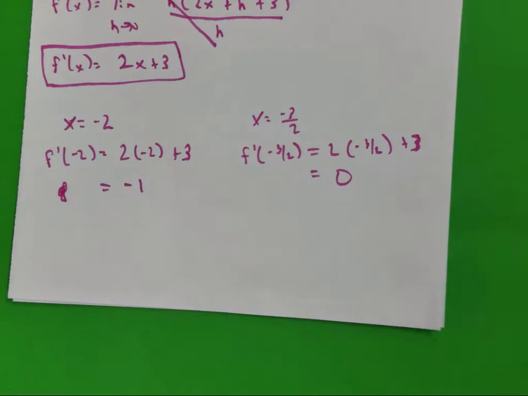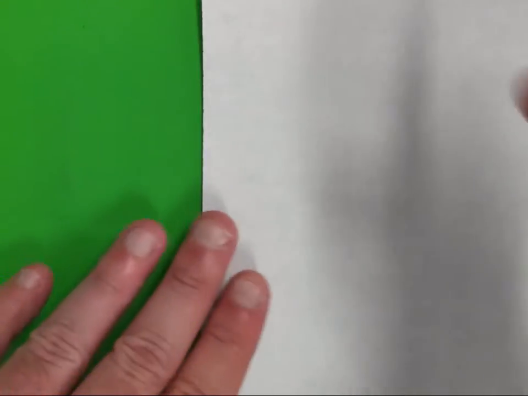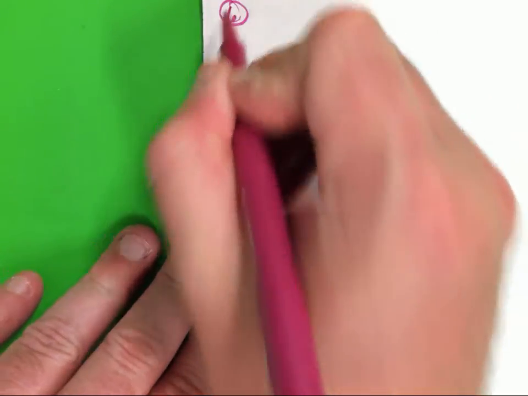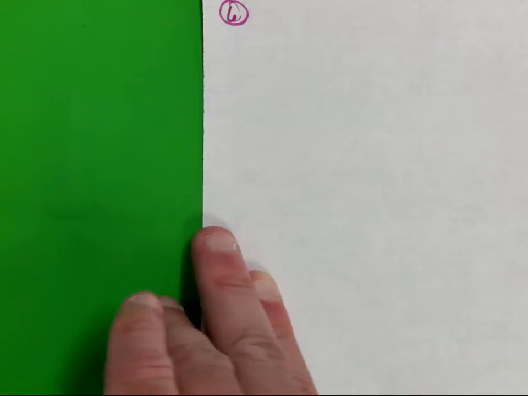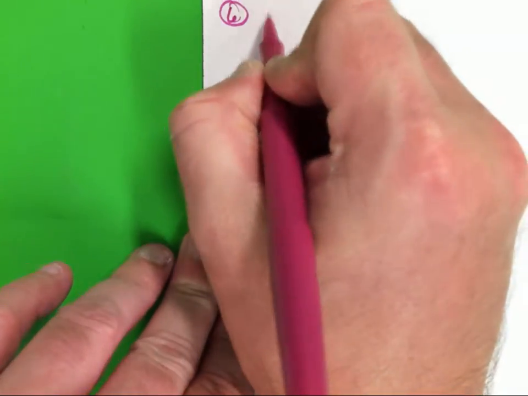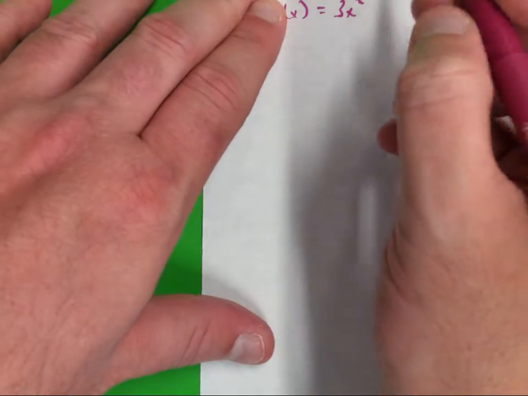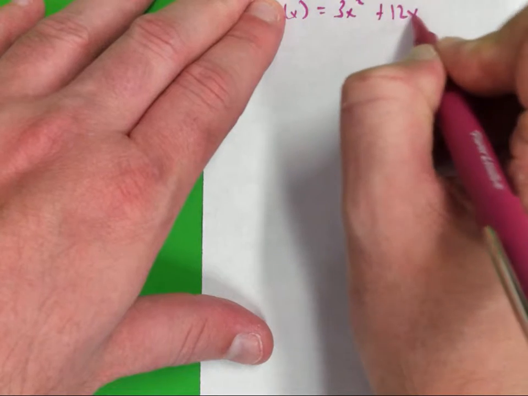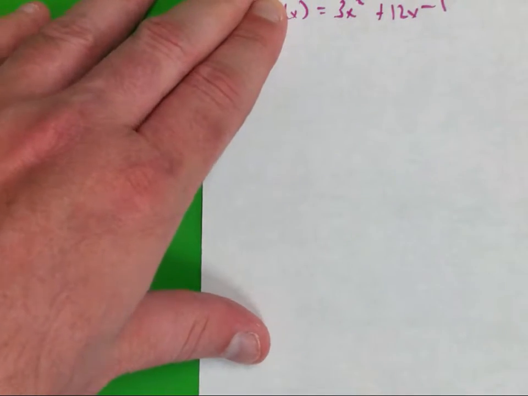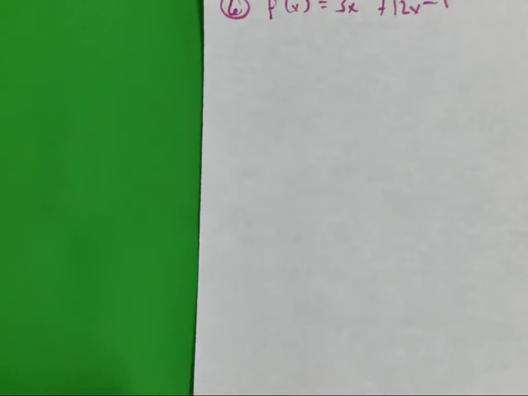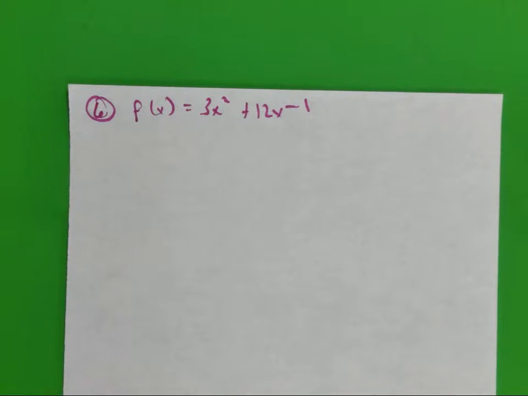Alright, let's look at another one. Number 6. What is my original function? Ooh, this is a good one here. f of x equals 3x squared plus 12x minus 1. And I want to find the derivative.